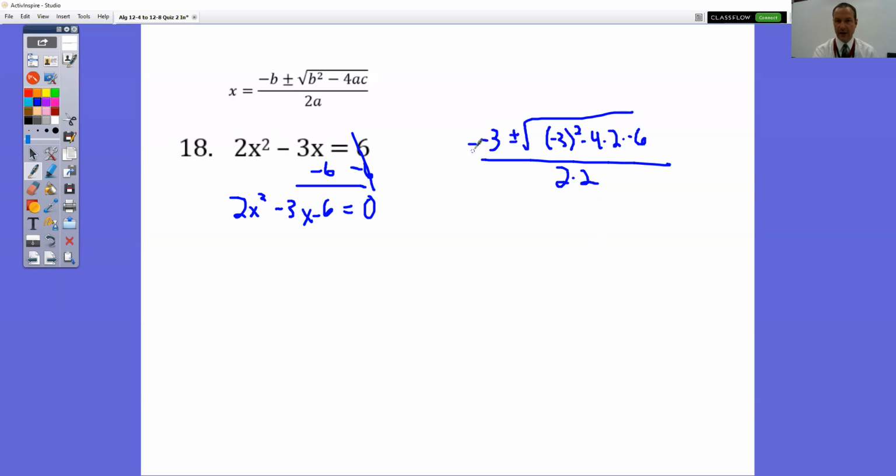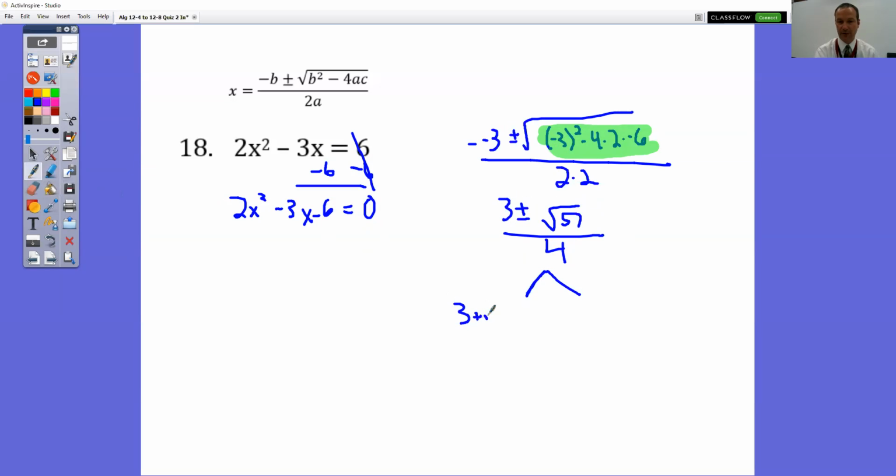So subbing these in, we would have the negative of -3 plus or minus -3 inside parentheses squared. All right, you could type this whole thing into the calculator, -4 times 2 times -6, and you get a 57 there. So we have 3 plus or minus the square root of 57. 57 cannot be simplified. All right, so all that we're going to do is split it right here.